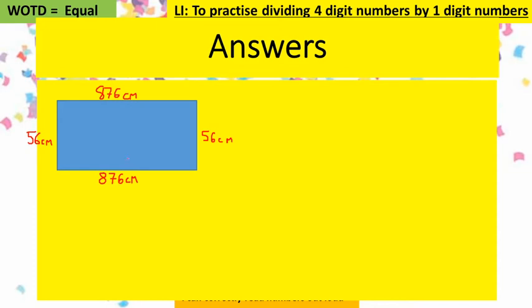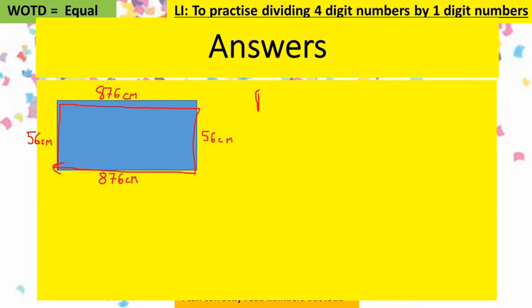Okay, so we know to get the perimeter, it's the total length around the outside. So it's along here, along here, along here, along here. So I need to do that. To do that, I can either do 56 times 2, add 876 times 2, or 56, add 876, add 56, add 876. And because it is either multiplication or addition, it doesn't matter what order you do that in, you'll always get the same answer.